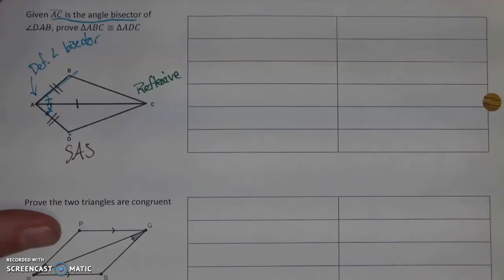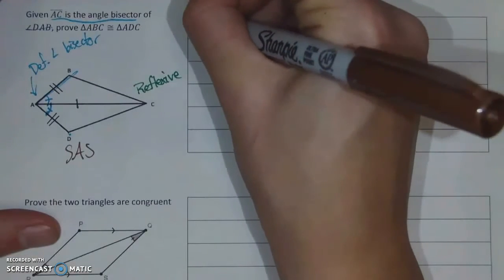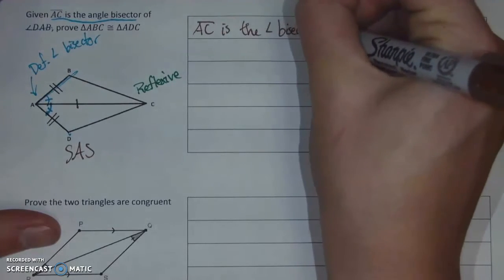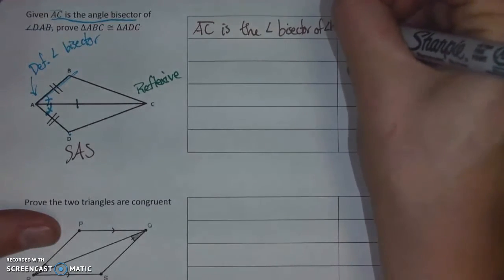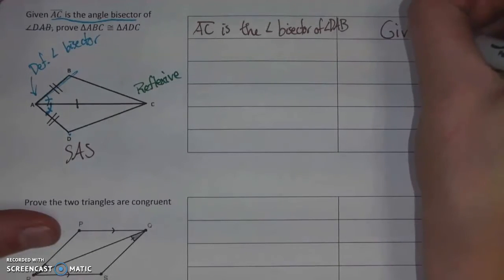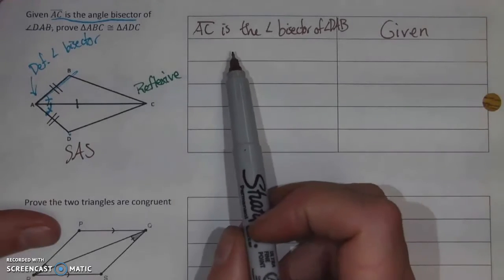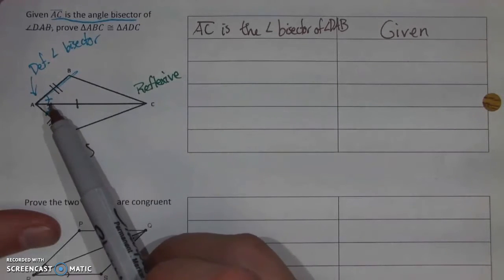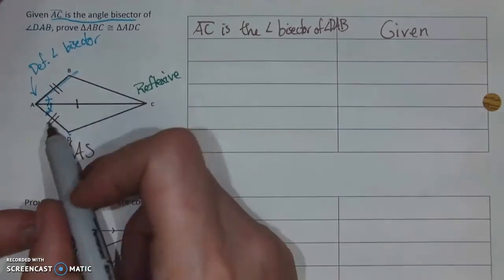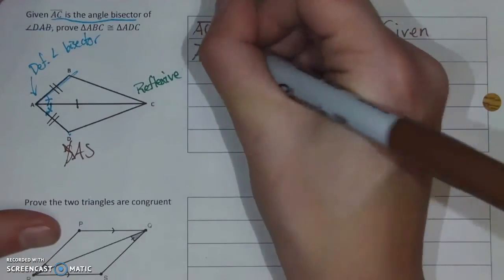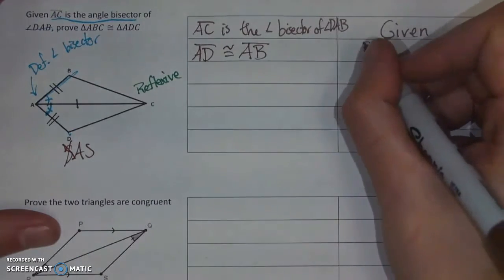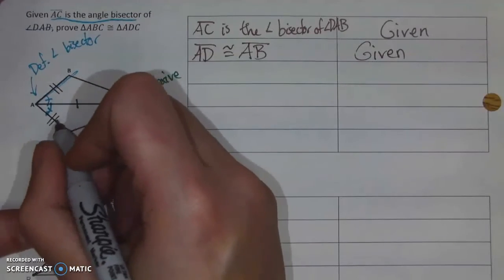And I'm going to start my proof with my givens. So AC is the angle bisector of angle DAB. Running out of some room there. And that was given to me. Next, what I want is I want to be able to say my sides are congruent. So let's go ahead and do my other given side. I know that AD is going to be congruent to AB, and that was given to me. It was in the markings that I did not make.